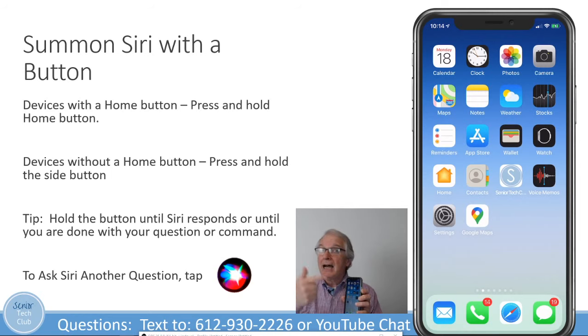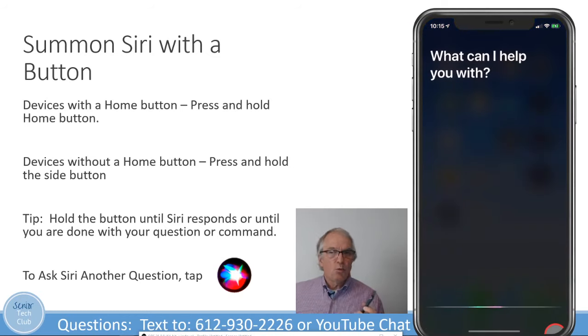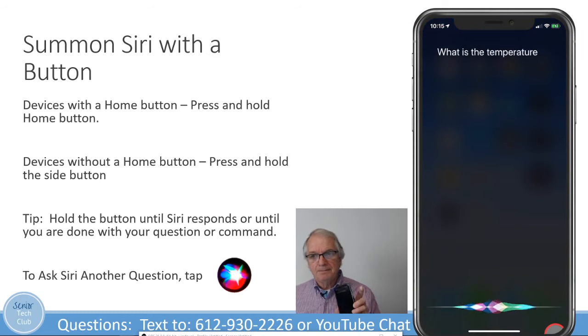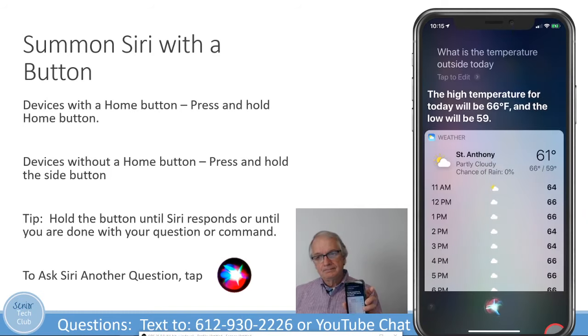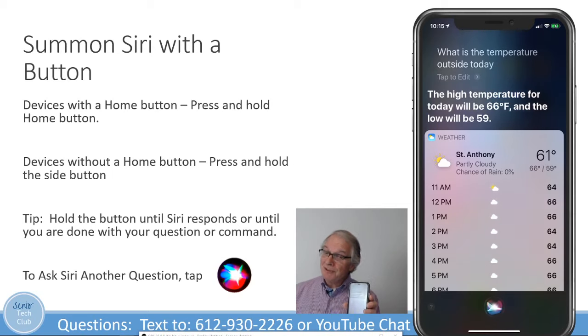All right, and I am not going to release the button until after I am done. What is the temperature outside today? The high temperature for today will be 66 degrees, and the low will be 59. Okay, there we have today's weather.